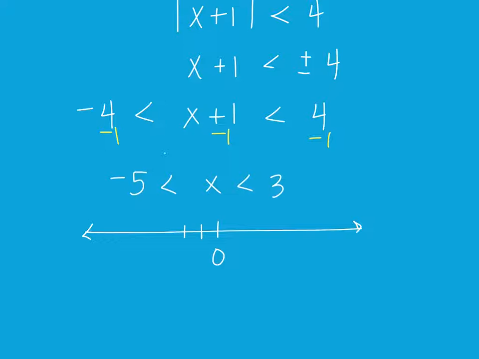And so I'll go to negative 5. I like open circles, so I'm going to put an open circle. If you like the parentheses, you can use the parentheses. And then I'll go to 3 and put an open circle. And then we'll shade in between.